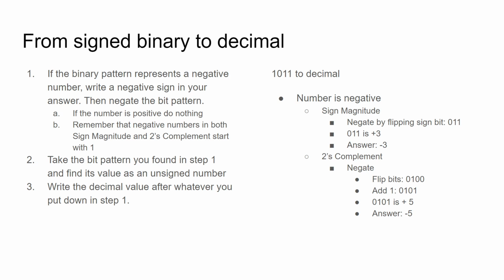Again, negation is the same, right? If we're going from positive to negative to positive, the negation is the same for both of them. We said for sign magnitude, you just flip the bit. But for 2's complement, you always flip all the bits, and then you add 1. That's the method for negation. If you give it a negative number, you get back a positive number. If you give it a positive number, you get back a negative number. Any questions here? Okay.